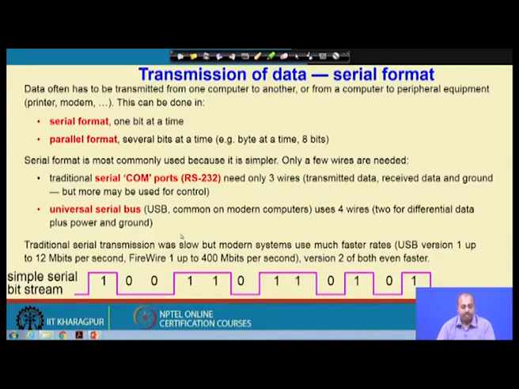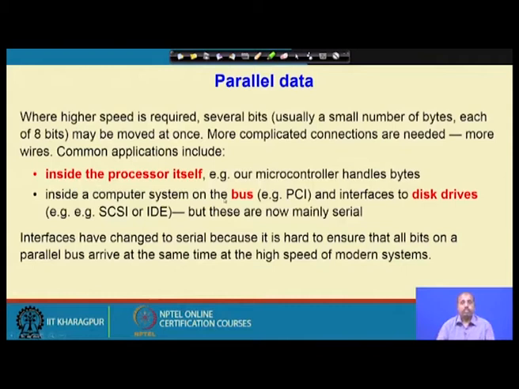Essentially, for serial transmission, we transmit data as a bit pattern. So 1 is transmitted as logic high, 0 is transmitted as logic low, and that way this bit pattern is transmitted serially. Whereas, when higher speed data transfer is required, we need to transfer several bits parallelly, and usually a small number of bytes, each of say 8 bits, may be moved at a time. More complicated connections are needed, more wires, and some applications will need it.